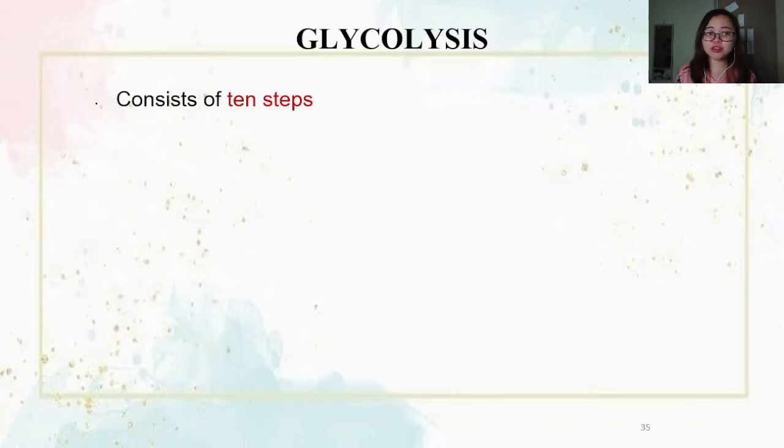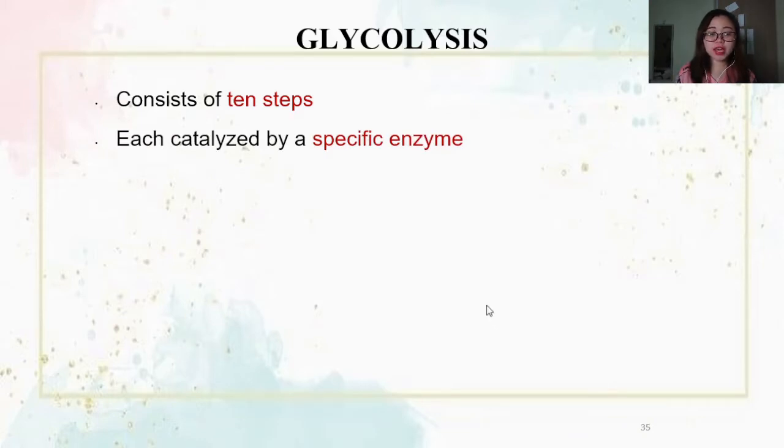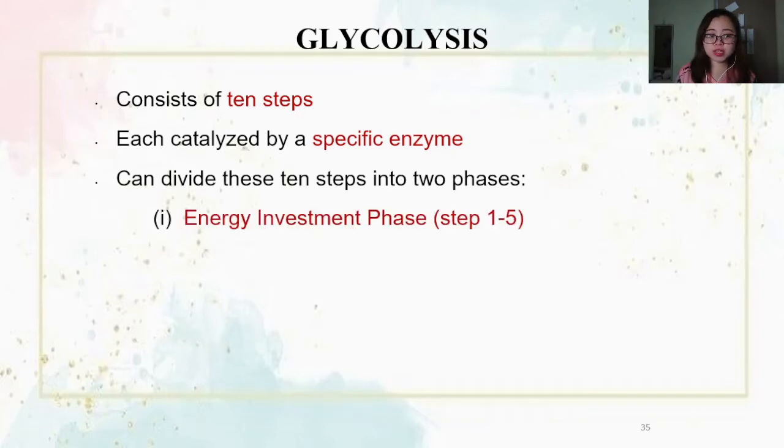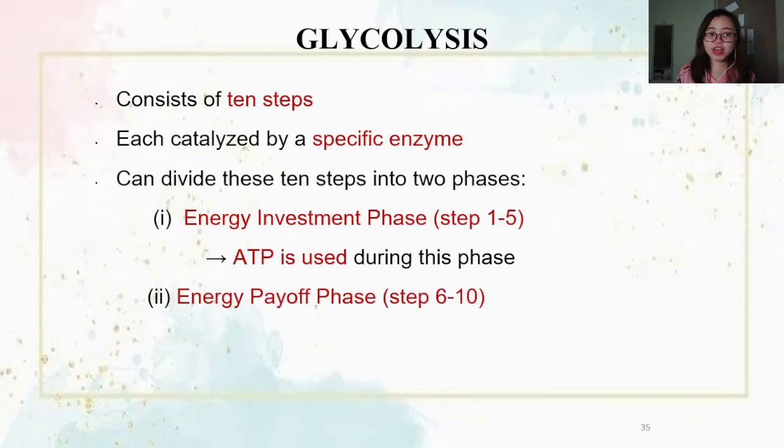Glycolysis will consist of 10 steps, and each step will be catalyzed by a specific enzyme. We can divide these 10 steps into 2 phases. The first phase is the energy investment phase, so this is from steps 1 to steps 5. We call it the energy investment phase because we will be using ATP during this phase. The second phase is the energy payoff phase, which is from steps 6 to 10. And energy in the form of ATP will be formed during this stage.